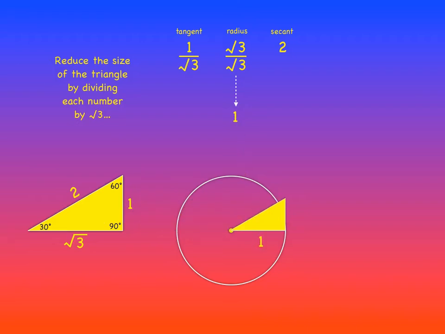Now, let's take the tangent. 1 divided by rad 3 is 1 over rad 3. That's the length of the tangent. Now, no irrational numbers are allowed in the denominator. We'll have to have another look at that in a minute. Secant is 2 over rad 3. Same problem.